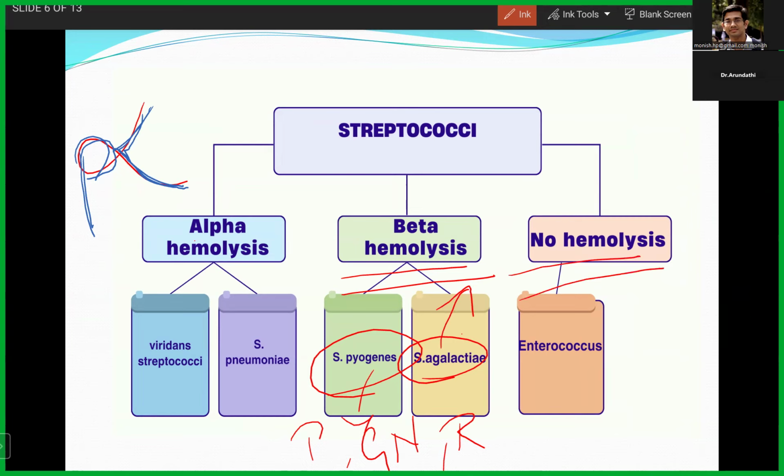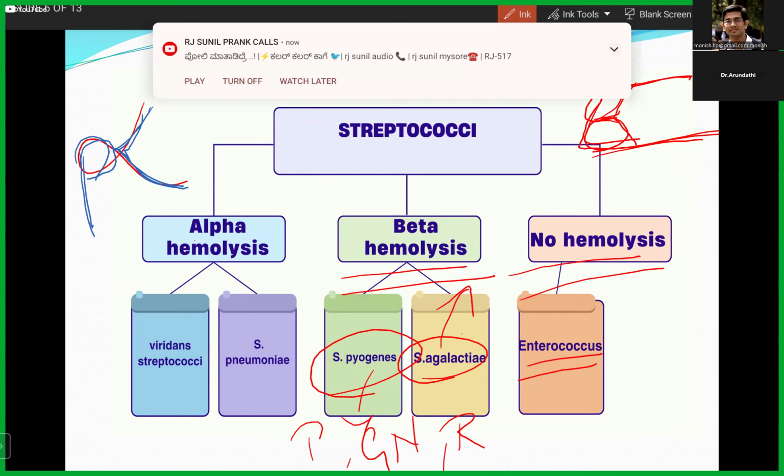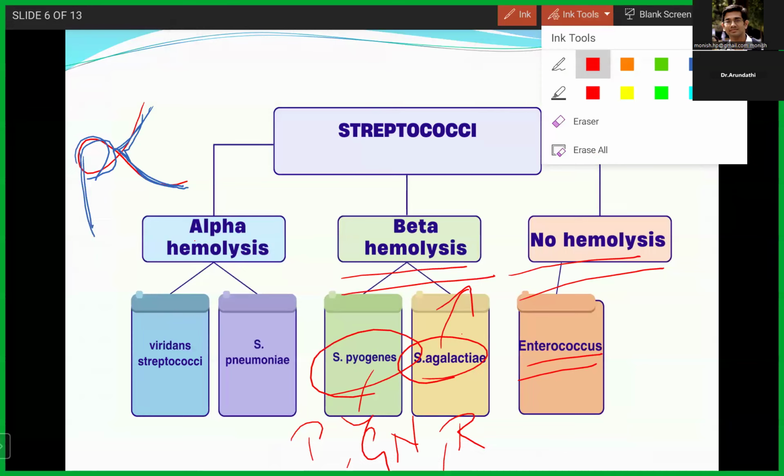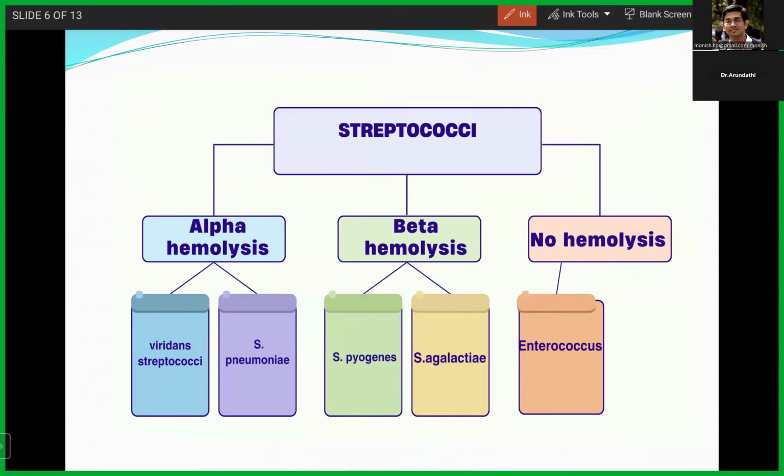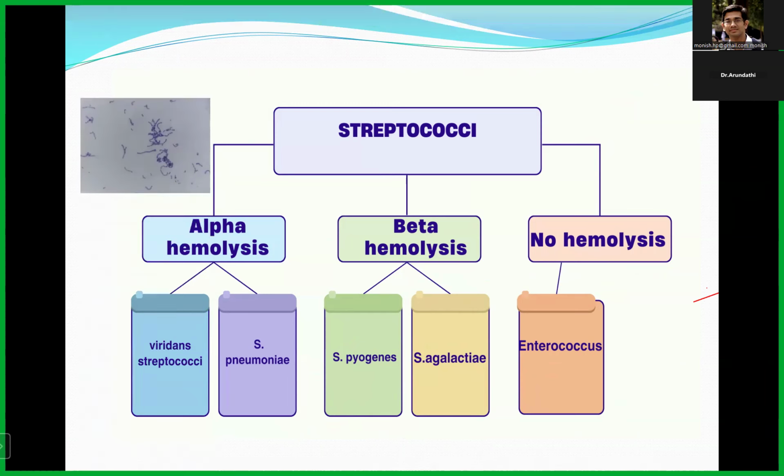No hemolysis, yes, no hemolysis is enterococcus. So this is how I want you to show enterococcus, where it is a diplococci, which is spectacle shaped. So spectacle shaped diplococci is your enterococci. So this is the classification of streptococci: alpha hemolysis, viridans streptococci and Streptococcus pneumoniae, beta hemolysis, Streptococcus agalactiae. Then we have no hemolysis or gamma hemolysis, which is enterococci.